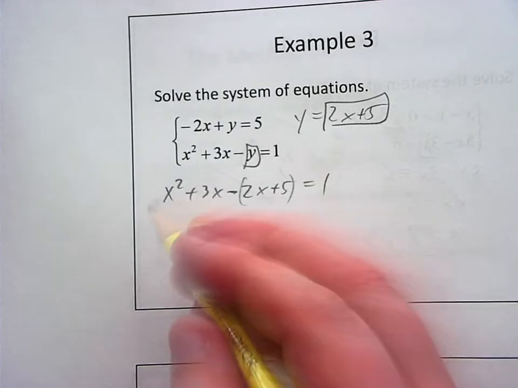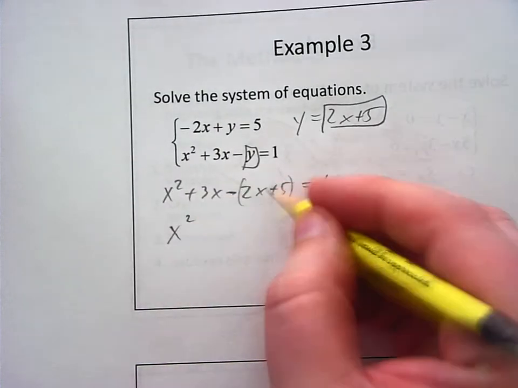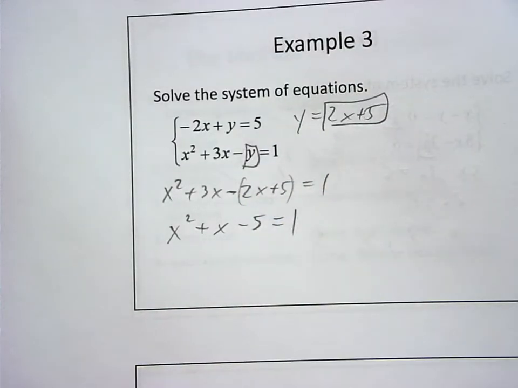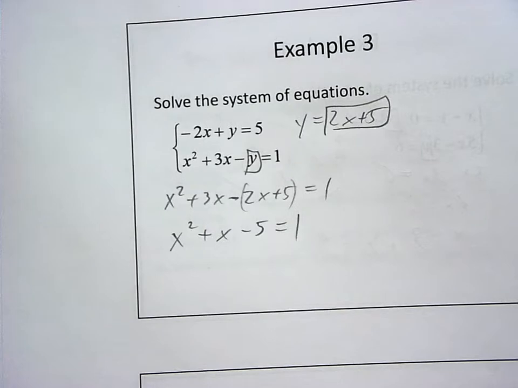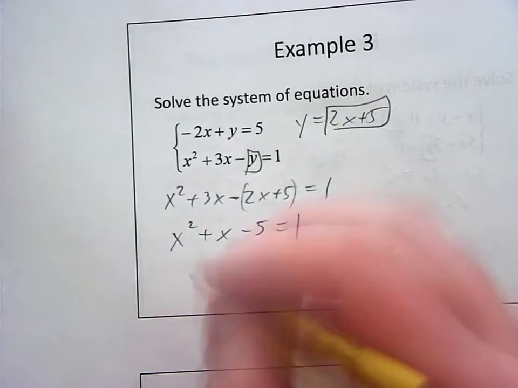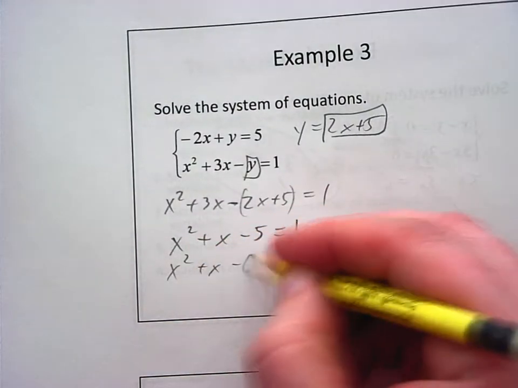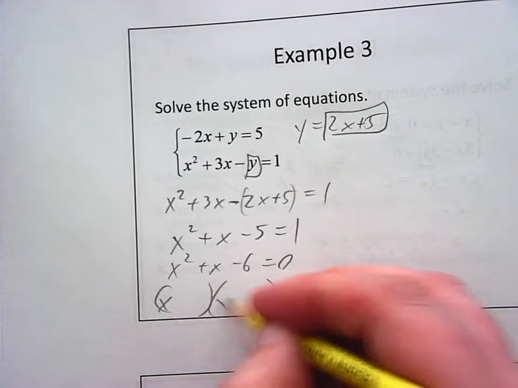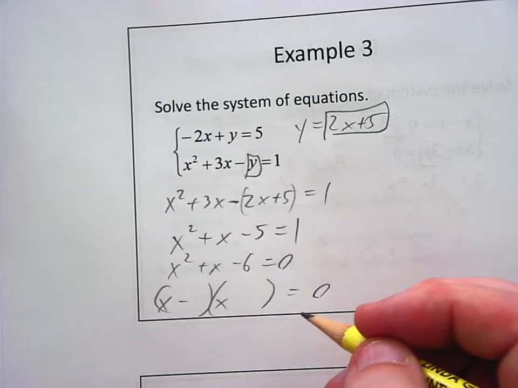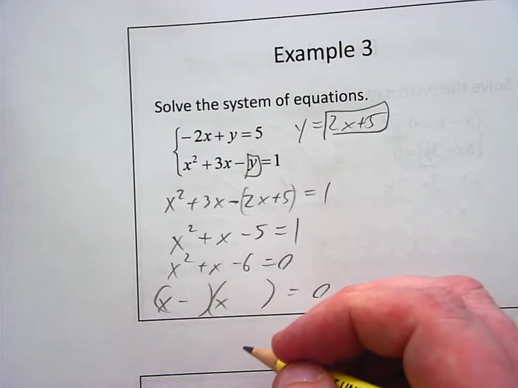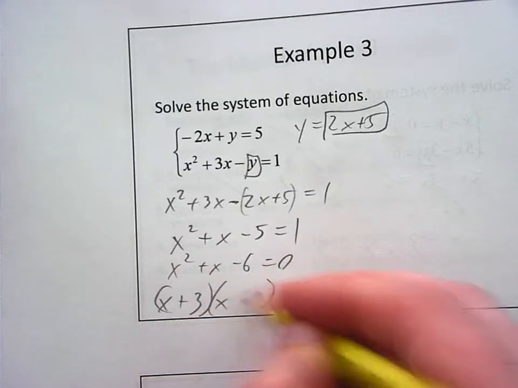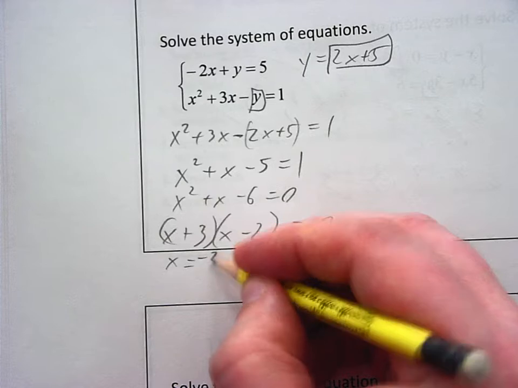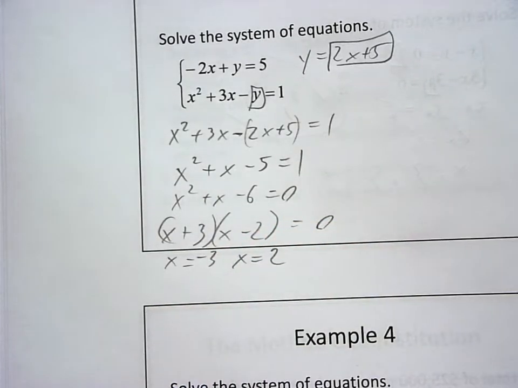So when I combine these together, I'm going to get x squared. 3x minus 2x is just plus x. Negative 5 equals 1. So then what? Subtract the 1s, get it, and then factor. Yep. So that'll factor into what? Minus 3 plus 2? Plus 3 minus 2. There we go. So then your solutions for this are x is equal to negative 3, and x is equal to 2.